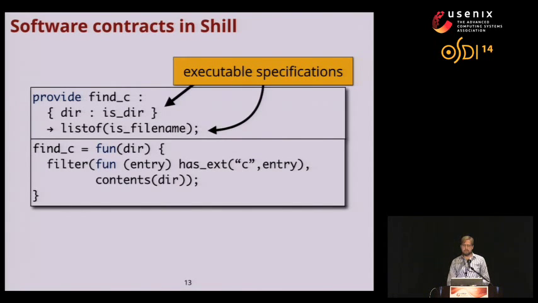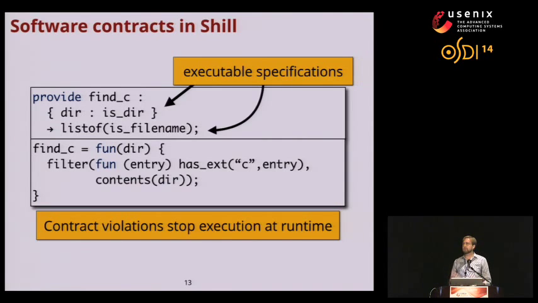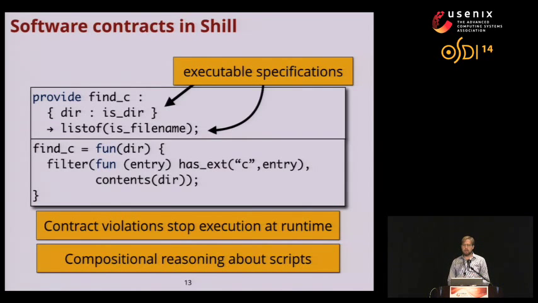And what SHILL will do is keep track of this contract at runtime and halt the script if the contract is violated. And so in this way, contracts are a useful tool for composing scripts together because they let different components rely on the fact that their interface is satisfied. But where SHILL differs from other languages that have software contracts is that we don't use them just to catch this type of bug. We also use them to enforce security.